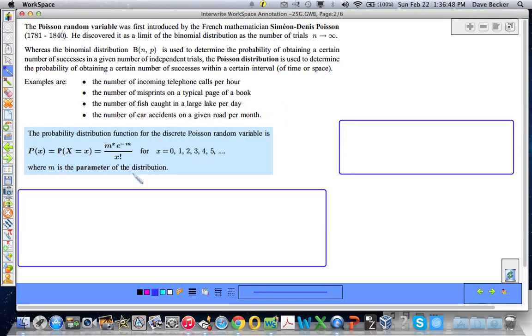And so, this is it. This is the Poisson. The probability distribution for the discrete Poisson random variable is the probability of the specific value x, that is, the probability of the random variable X equal to that specific value, m to the x, e to the negative m, over x factorial. x is equal to a non-negative integer, and m is the parameter of the distribution. We are going to be using the mean, okay?